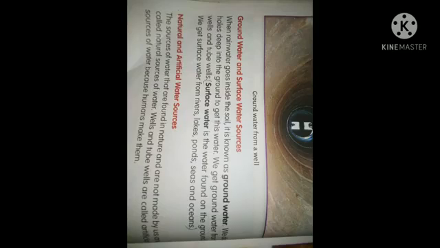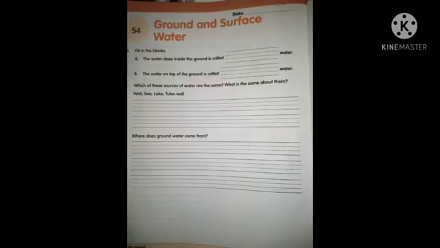Now open your volume, page number 38, write the date. Ground and surface water. Fill in the blanks. The water deep inside the ground is called dash water. The water on the top of the ground we call dash water. Number 2. Which of these sources of water are the same? Write the reason. Some are the same and some are not. Why are they the same? You want to write the reason. Number 3. Where does groundwater come from? Write the reason.